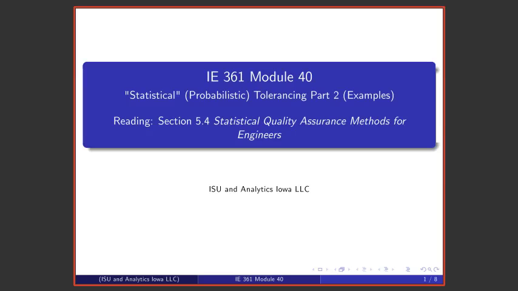Welcome to Module 40 in this series of lectures on statistical process improvement and statistical quality assurance. This is the second lecture on so-called statistical, or more properly probabilistic, tolerancing. This is a set of examples of using the methodology that was introduced in the previous module.